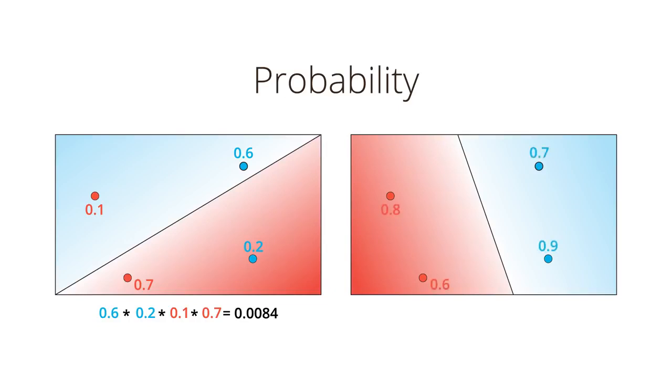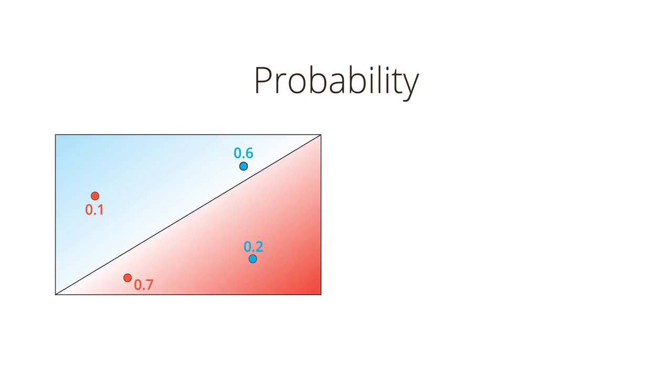the probabilities of the 2 points on the right being blue are 0.7 and 0.9, and of the 2 points on the left being red are 0.8 and 0.6. When we multiply these, we get 0.3024, which is around 30%. This is much higher than 0.0084. Thus, we confirm that the model on the right is better because it makes the arrangement of the points much more likely to have those colors.